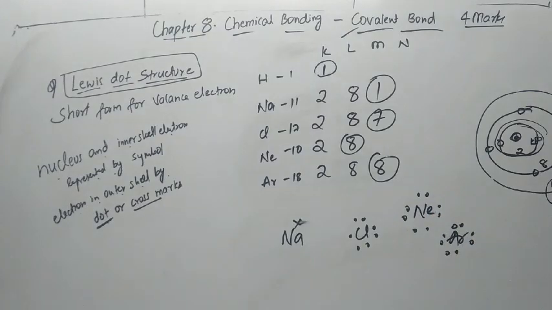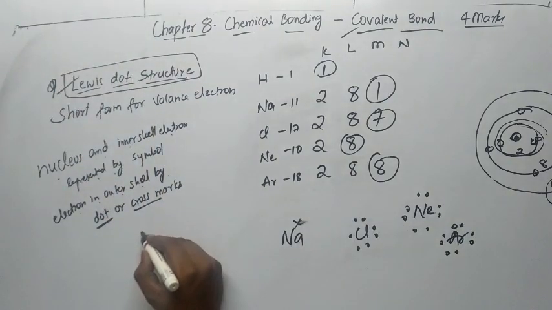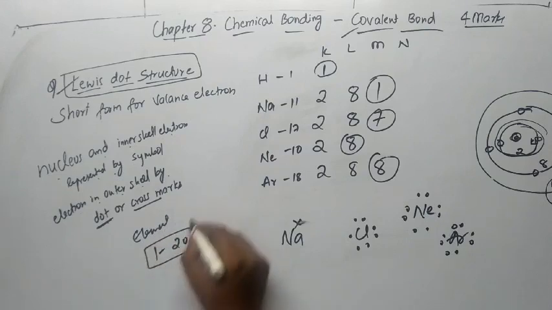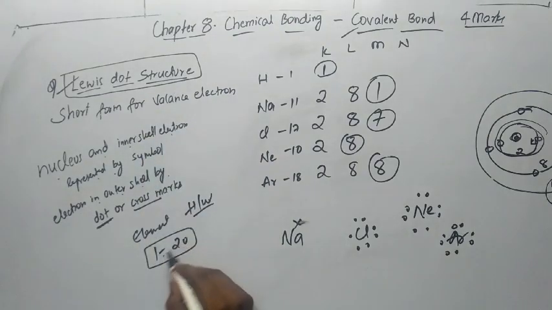Okay, so today your work is you just try to write the Lewis dot structure for all the elements from 1 to 20. Okay, this is your homework. So try to write the Lewis dot structure from 1 to 20. So in tomorrow's class I will be starting covalent bond.